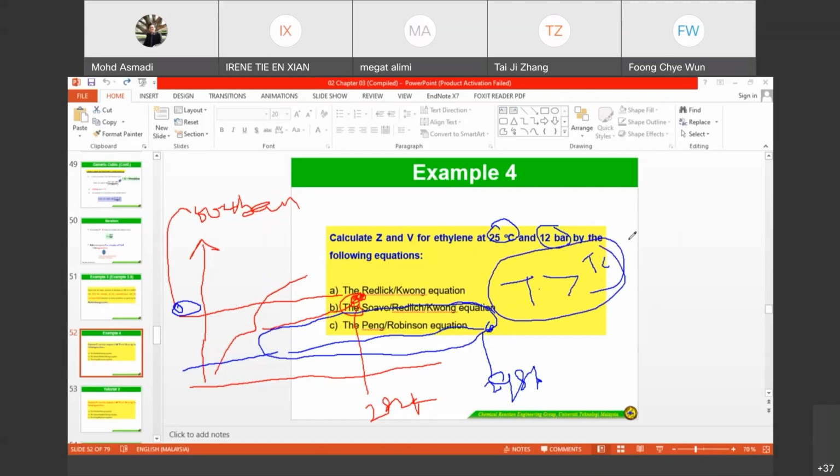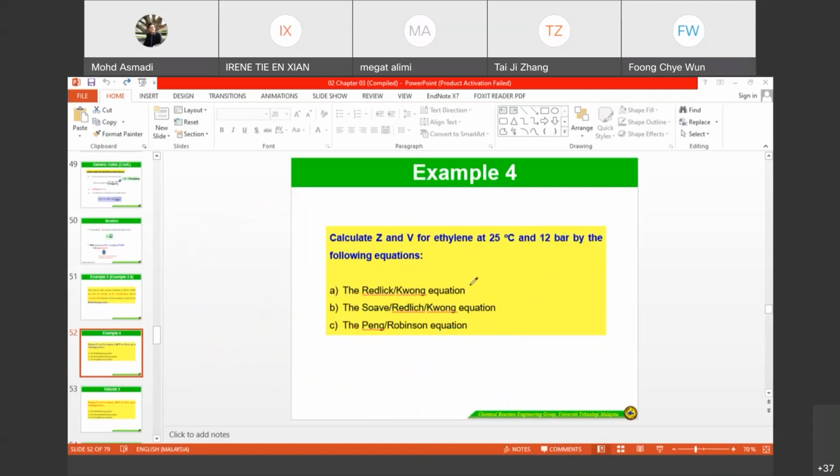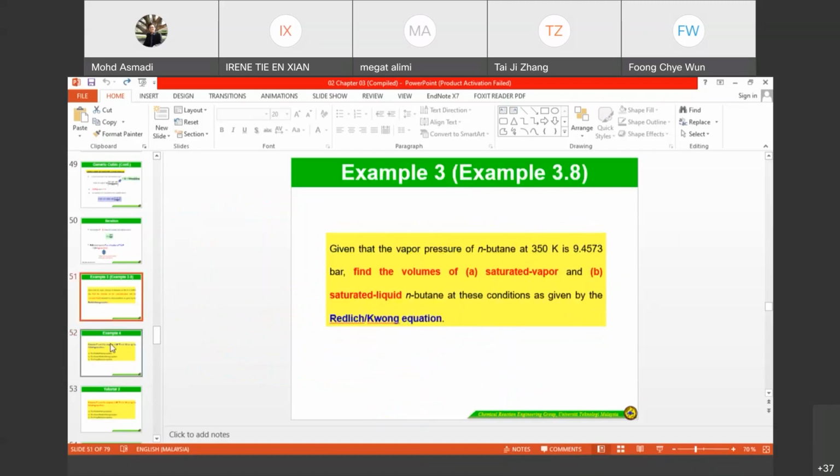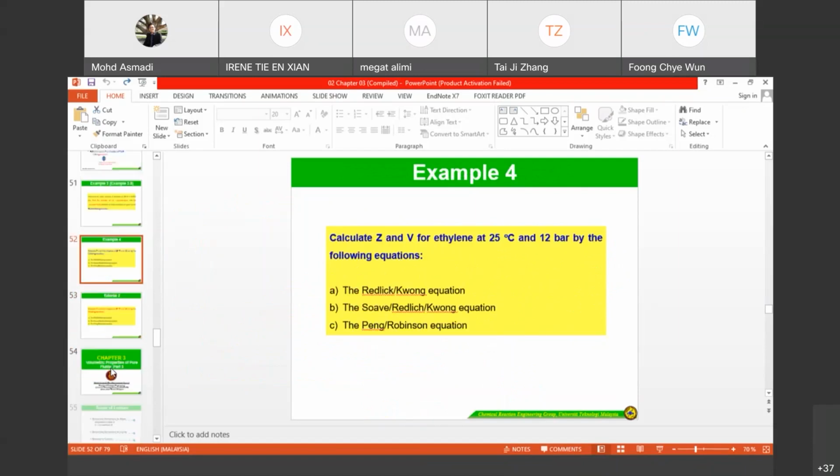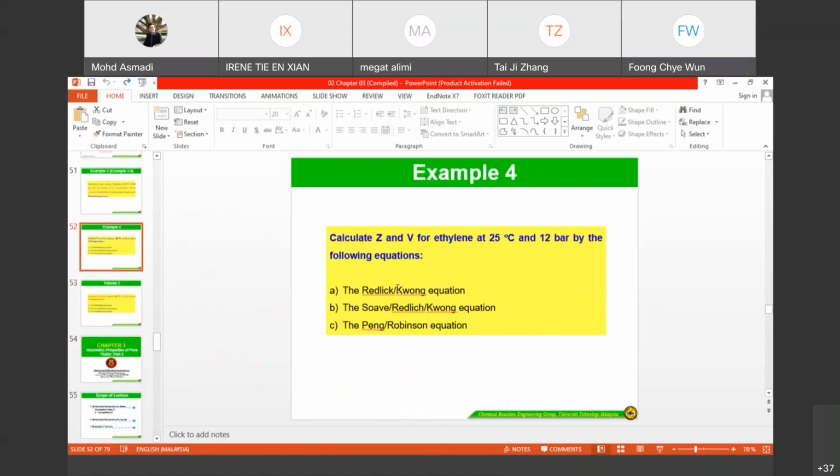So similarly like the previous example, example 3, we have around 7. This one I just explained. For the next class, please solve it. I hope that you can solve it and give me the answer, for all of this by using these three parameters, for the cubic equation of state.